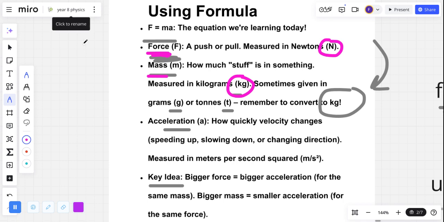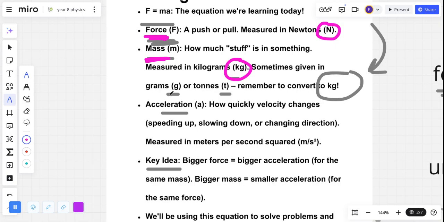In chemistry, it's grams. So today we're doing physics and it's kilograms. So there's mass and it's in kilograms. Okay. I will mess with your heads. I will give you it in grams. I will give you it in tons, but you have to change it to kilograms.